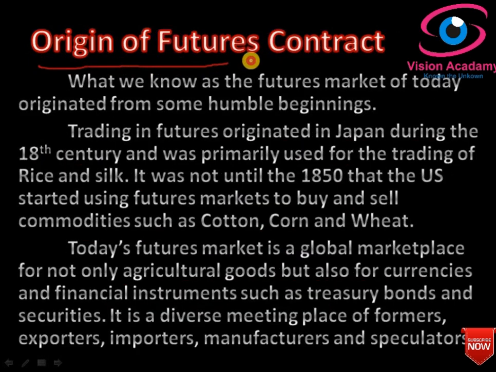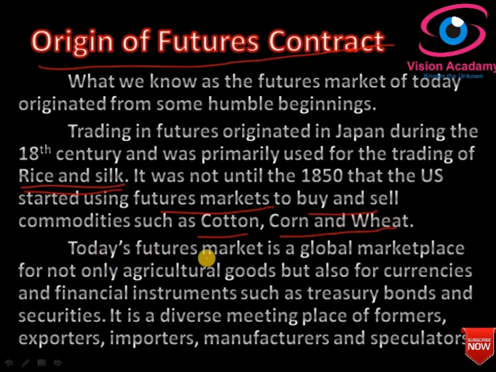If you want to know the origin of futures contracts, where they emerged and so on: truly, they originated in Japan during the 18th century and were primarily used for trading rice and silk. Futures contracts on rice and silk were taking place. From 1850 onwards, the USA started using the futures market to buy and sell commodities, mainly cotton, corn and wheat.